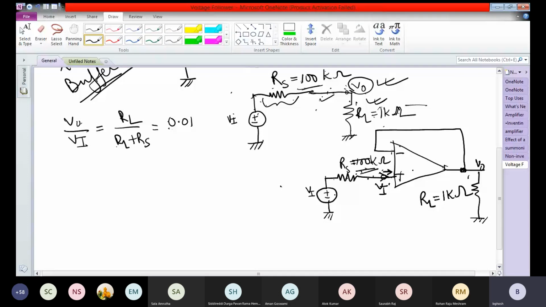And if Vi falls here, Vi goes there, because the two terminals are virtually shorted. And if Vi goes there, Vi goes there. So you see, regardless of the source resistance, the output voltage V0 becomes equal to Vi and not 0.01 Vi. So the loading effect is almost totally eliminated.